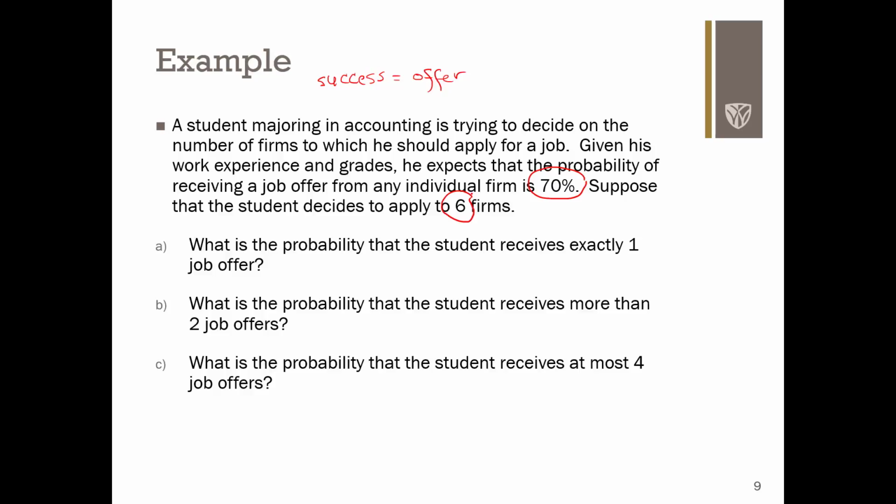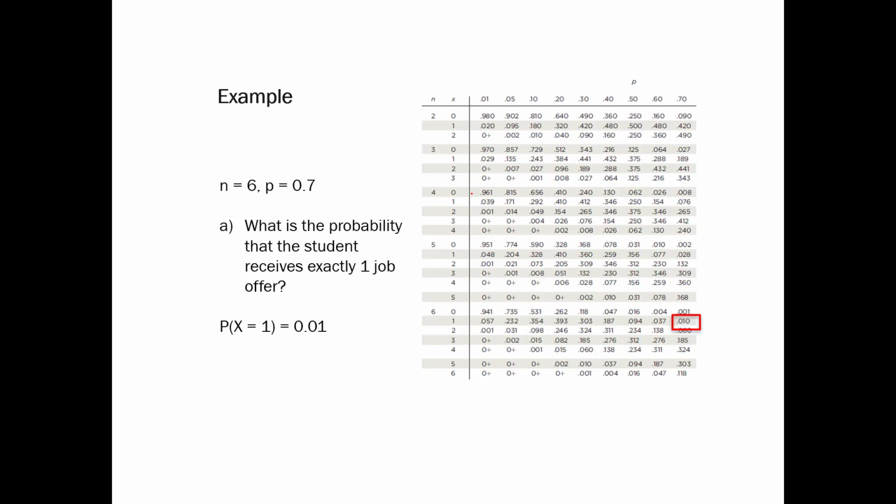The real trick to these binomial probability problems is being able to read the question and correctly transcribe what's being asked into a probability statement, and then to correctly extract the probability from the table or using the software. So here's our first example. n is equal to 6, p is equal to 0.7, and we want to know the probability that the student receives exactly 1 job offer. In probability notation, this is just the probability that x is equal to 1.